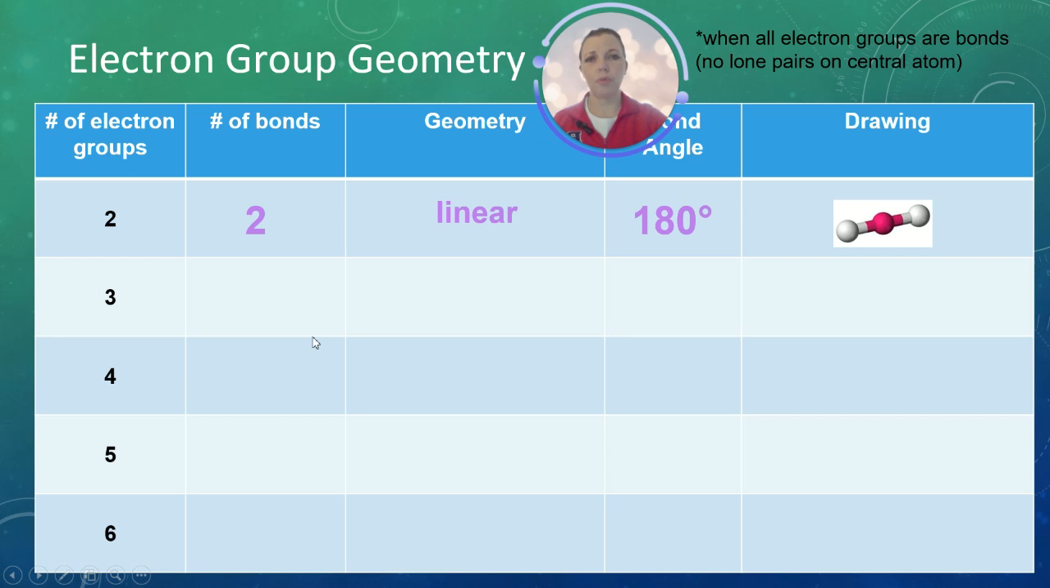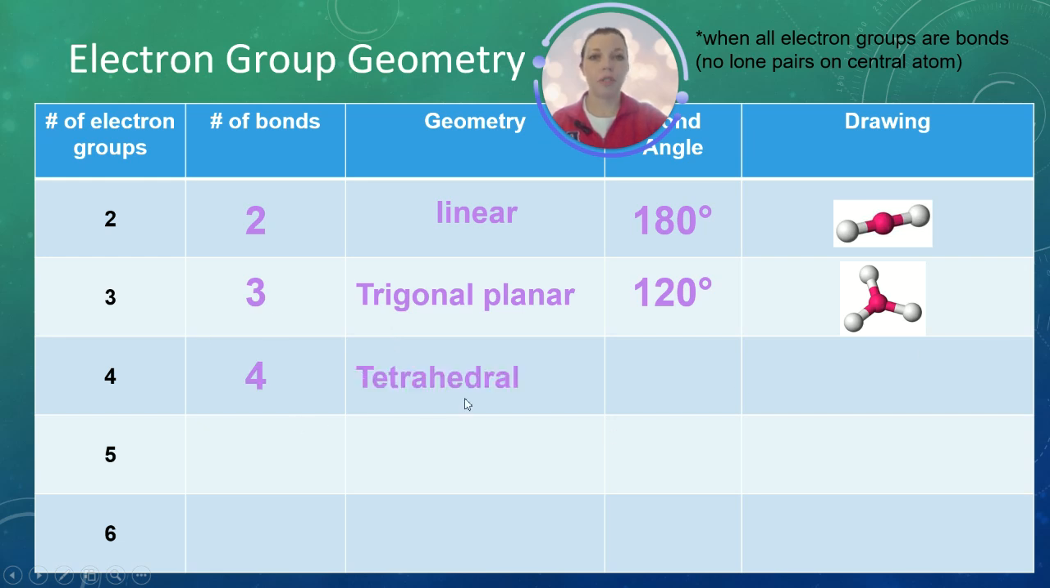If you have three electron groups, your number of bonds is 3, your geometry is trigonal planar. Bond angle 120, drawing looks like this, like a triangle. If you have 4 bonds, then that's called tetrahedral. And your bond angle here becomes something that maybe you didn't expect. It's 109.5, and that's because of the three-dimensional arrangement of tetrahedral. So linear and trigonal planar were both planar, so they're in just a flat plane like this. Once you get to tetrahedral, you get that three-dimensional shape, and that's where you get this 109.5.